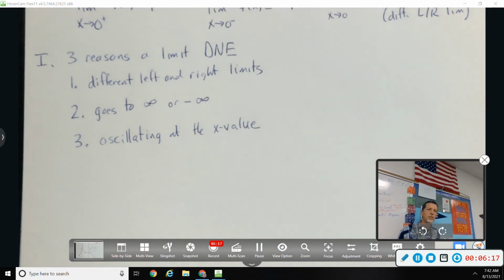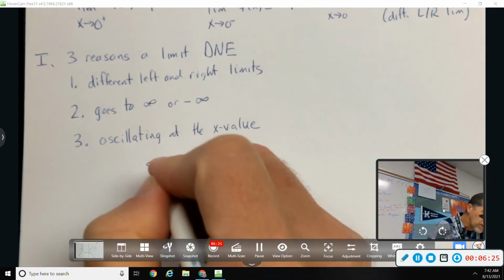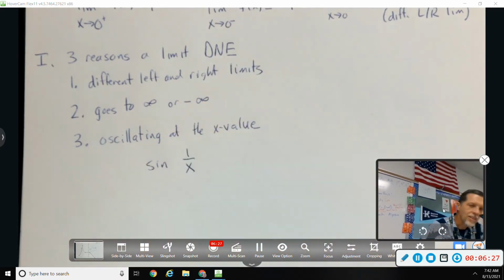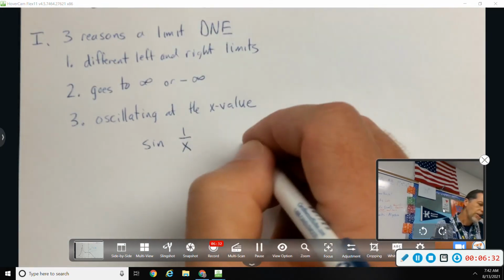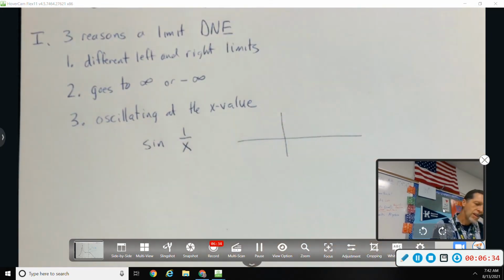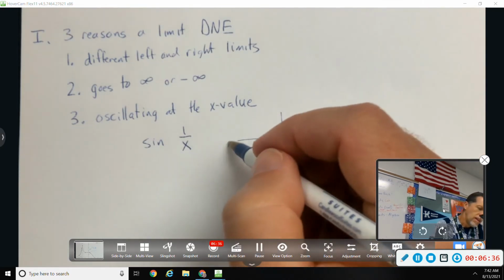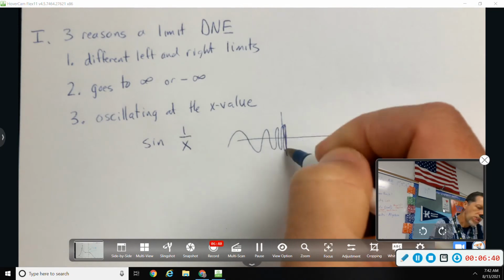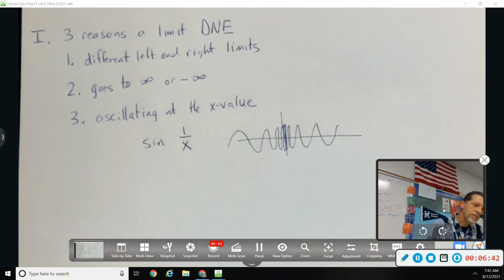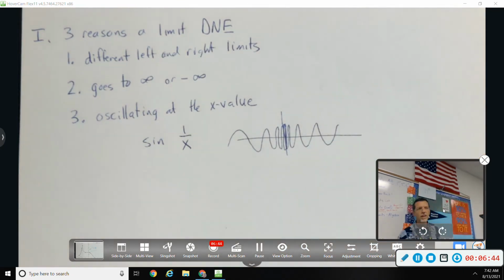This is a little bit tricky. Sine and cosine oscillate, but there are limits everywhere, so they're not weirdly oscillating. What is weirdly oscillating is the sine of 1 over x. If we tried to draw that, it oscillates more and more as x goes to 0. It's a really weird looking graph.